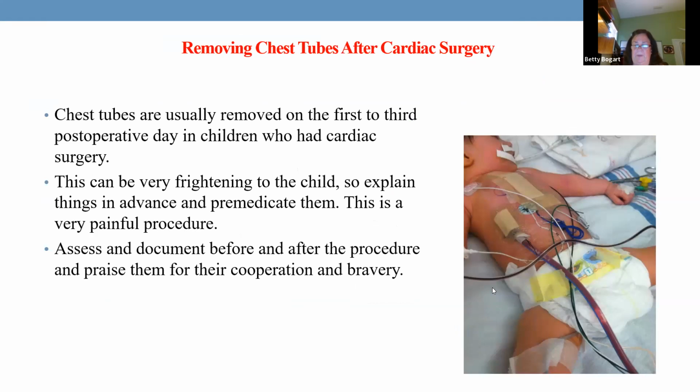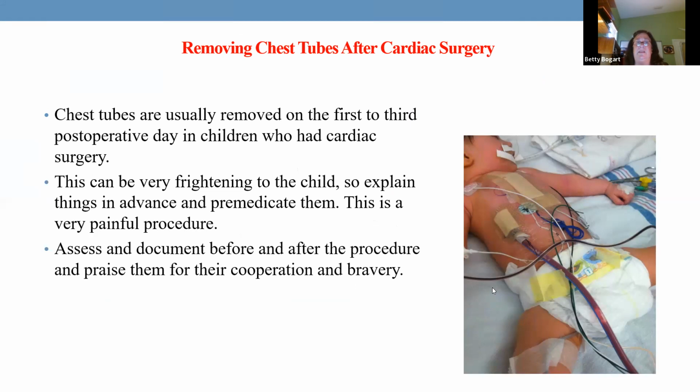Now, postoperatively, cardiac children will come back with 1, 2, 3, 4 chest tubes. It just depends on the surgery. And these do have to be removed. Some of these children go through multiple stage surgeries, and they're going to be getting their surgeries done at ages 3 and 4 years old.